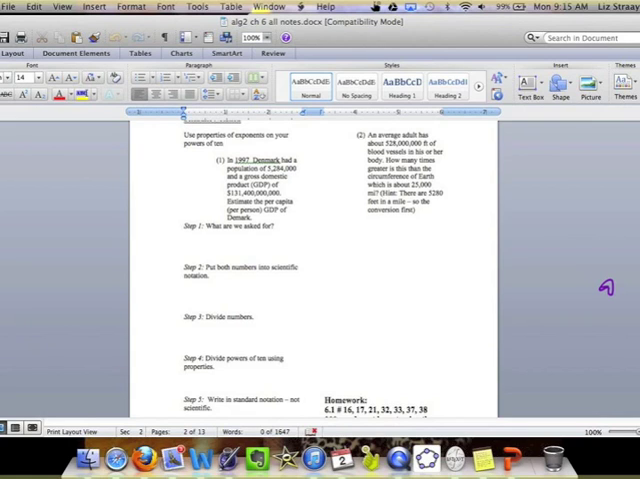So our first example says in 1997, Denmark had a population of this number and a gross domestic product, or GDP, of this number. Estimate the per capita. What does per capita mean? Per person. Per person GDP of Denmark. So that's an economic term. If the country has this much money and there's this many people, kind of if it was split equally over them, then how much does each person have of that?